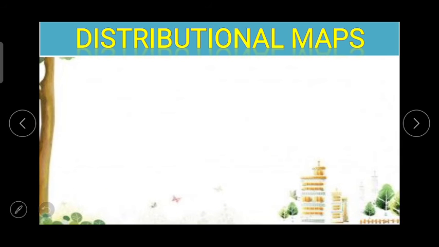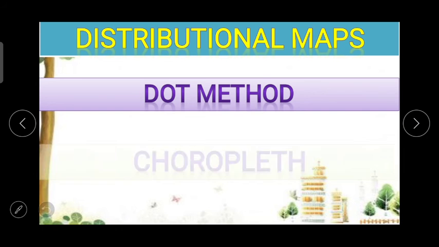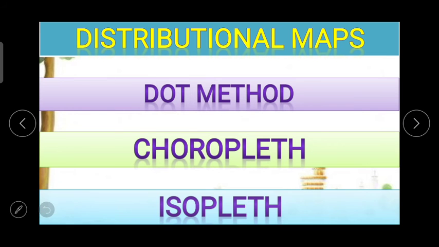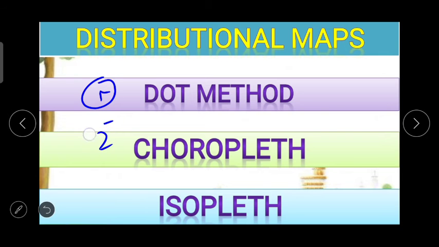Now on the screen people can see the three following ways: dot method, then choropleth method, and isopleth method. Distribution can be shown in three ways: one is the dot method, the second is the choropleth method, and the third is the isopleth method. Now in this topic we have to study in detail about the dot method.